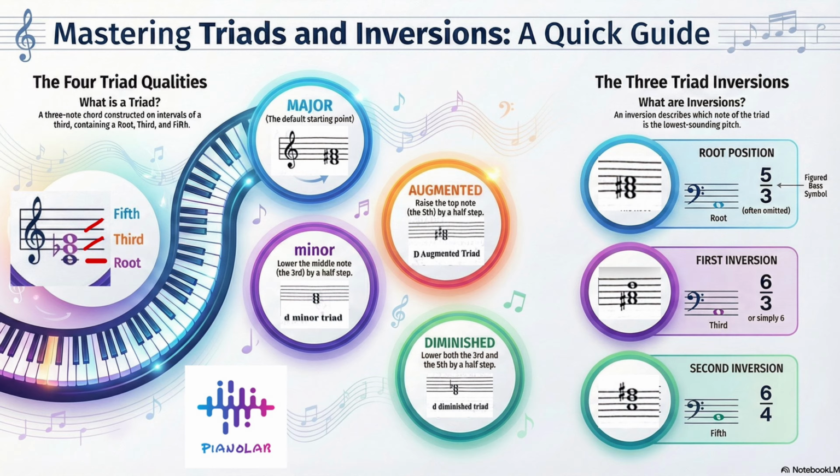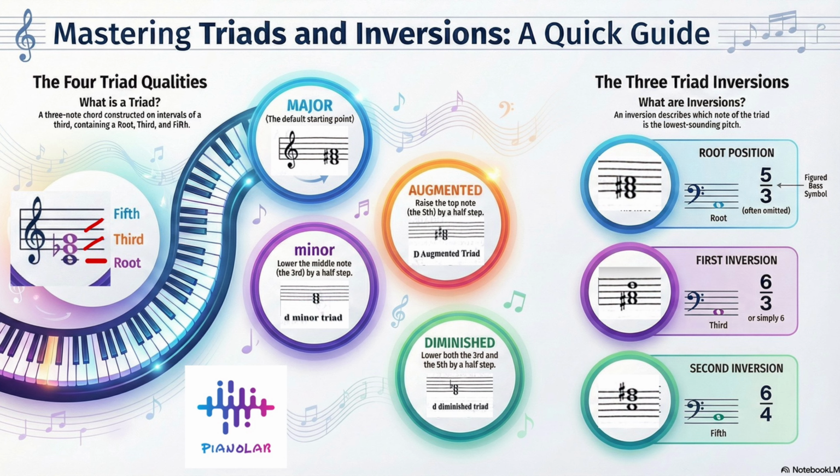The key, and this is a huge shortcut, is to understand that the major triad is your template, your starting point. So you don't have to count all the intervals from scratch every time. No, please don't. Instead, you just need to master the precise alterations, the specific half-step changes, to turn that major triad into the other 3. It guarantees your accidentals will be right. Okay, walk me through those rules.